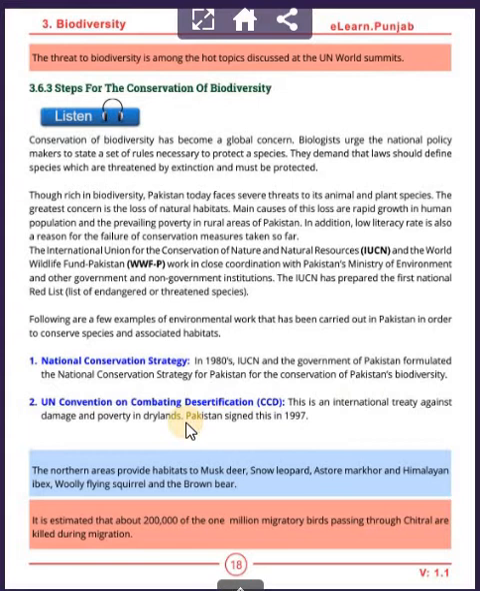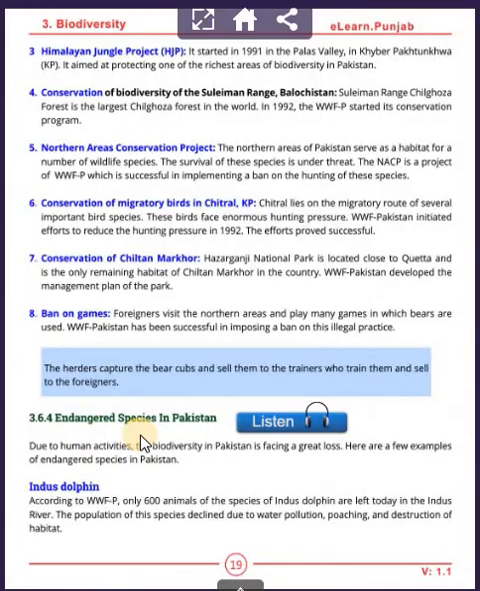Then the second one is the UN Convention on Combating Desertification. This is an international treaty against land damage and poverty in the drylands. It was signed by Pakistan in 1997. Then the Himalayan Jungle Project. It was started in 1991 in the Palas Valley in KPK. It aimed at protecting one of the richest areas of biodiversity in Pakistan.